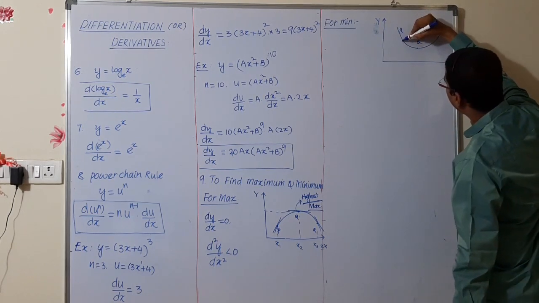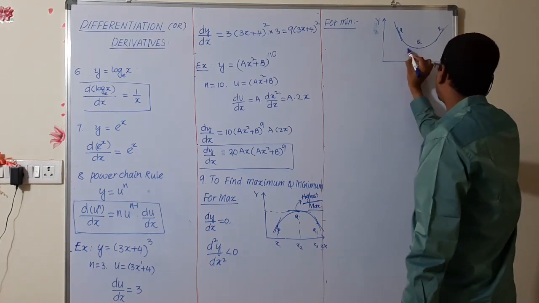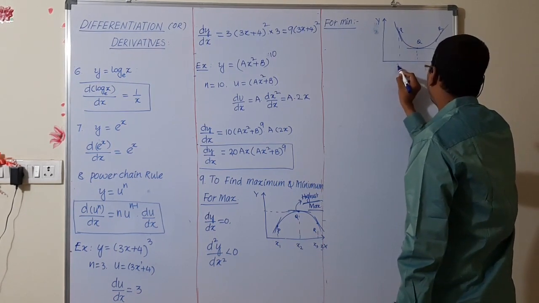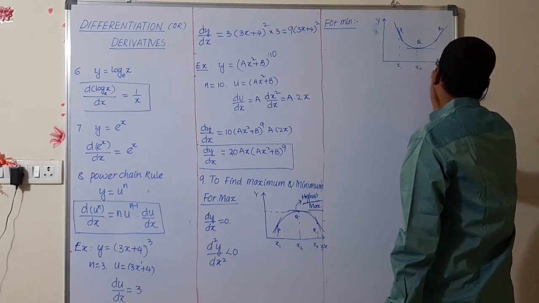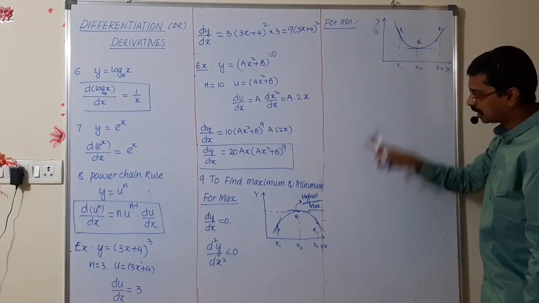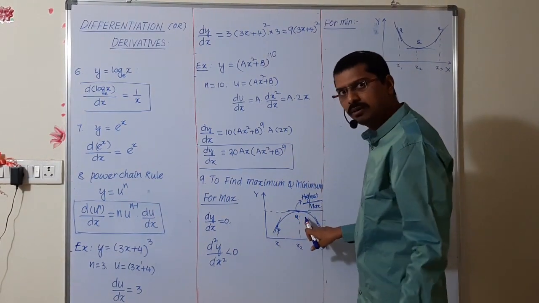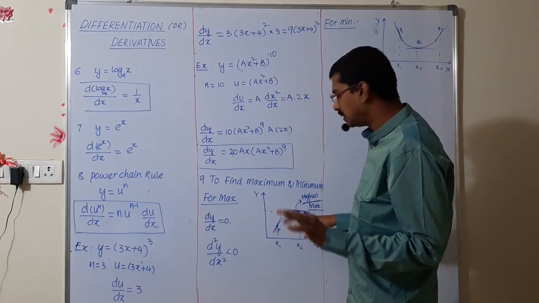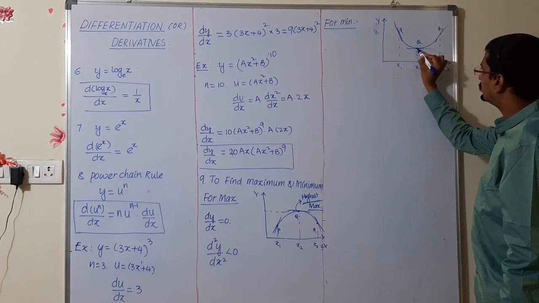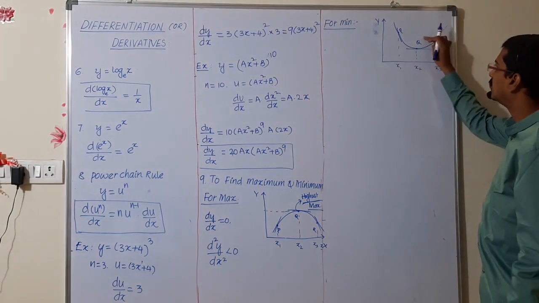If you take the tangent here, what will happen? It will be like that. Here the tangent will be like that. Whenever the tangent is parallel to the x-axis, that point will give the minimum value in this graph. In this graph, the point where the tangent is parallel to the x-axis will give the minimum value.